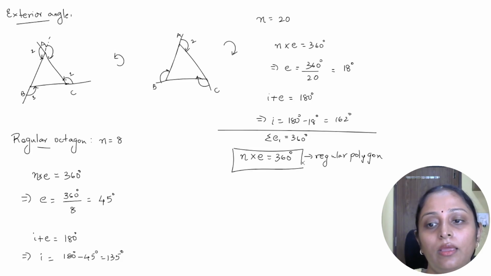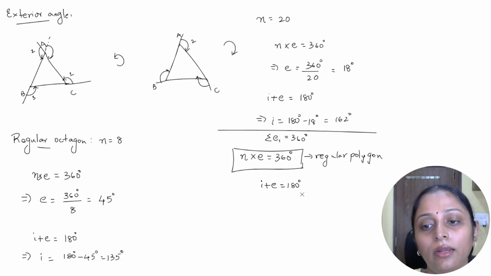Now the next result that we use, that interior plus exterior is 180 degrees, is again true for any polygon, because this is nothing but a straight angle. You are extending the side to get the exterior angle, therefore it has to be 180 degrees. By definition of exterior angle, this is true for any polygon.